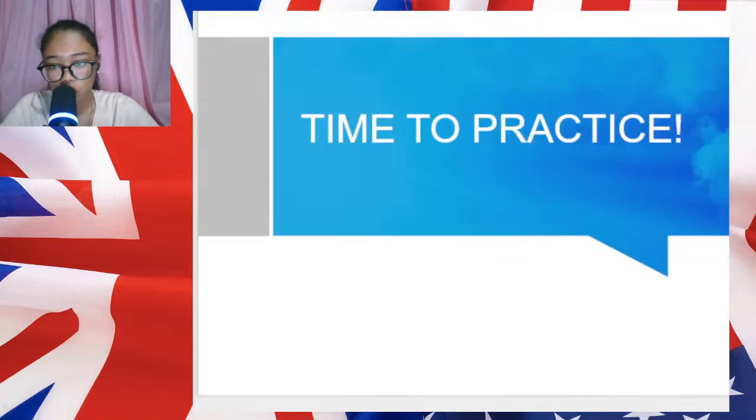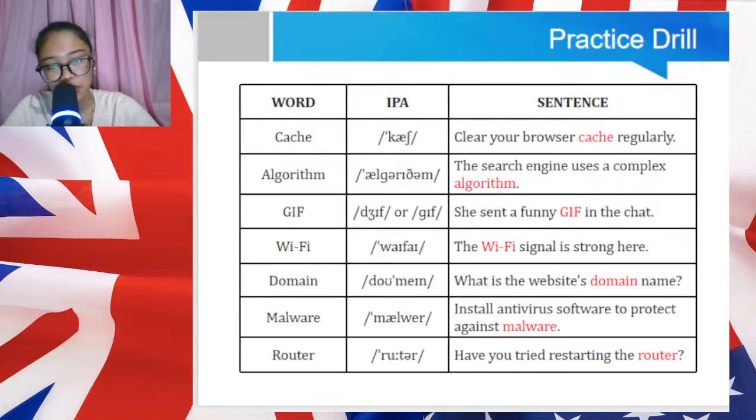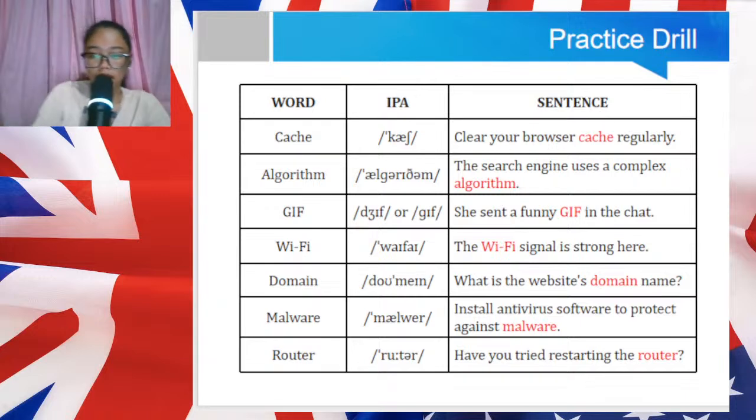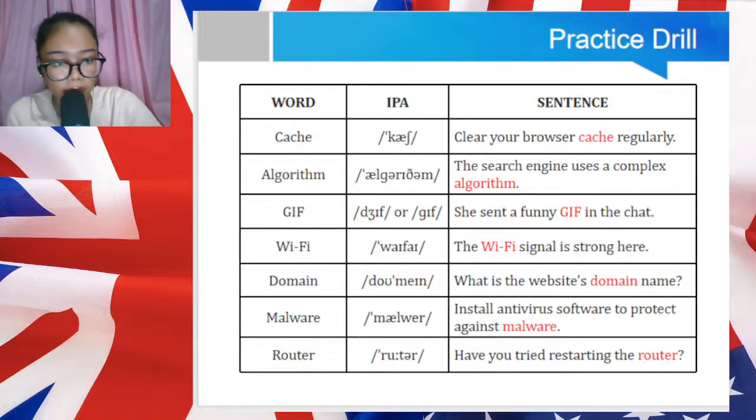Are we ready for a practice? A practice drill? Let's immediately start with the practice drill. All right. Same rules, same pattern. Okay. Cache. Cache. Clear your browser cache regularly.